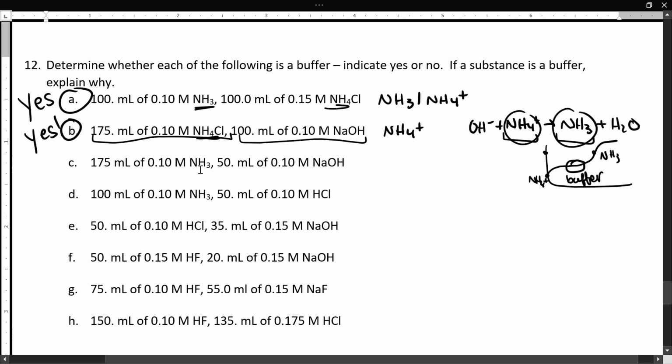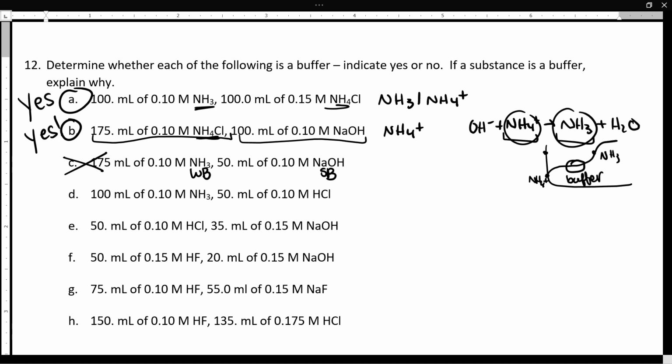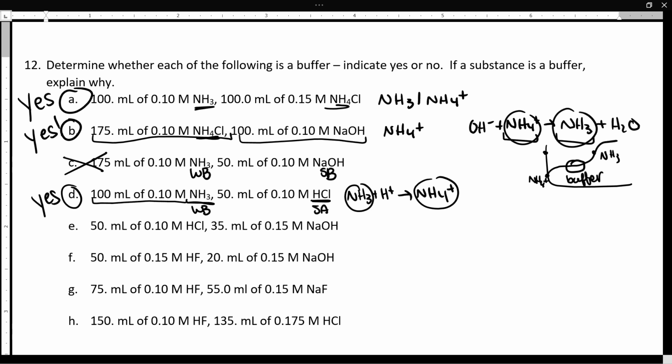All right, let's take a look at this one. This is a weak base plus a strong base. Those are both bases, so that's not going to work. This one here is a weak base and a strong acid. So I'm going to keep in mind that those are going to react. We add these together, NH3 and H plus, and it is going to form the conjugate acid, NH4 plus. Since we have more NH3 than we have HCl, you're going to have excess NH3 present in the solution, and you'll have formed some NH4 plus. So you will end up with a buffer here.